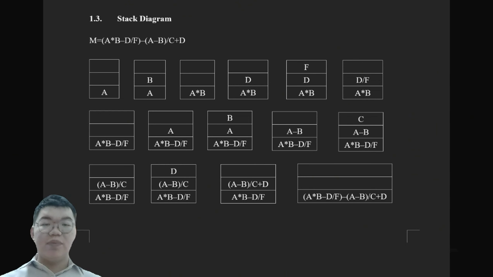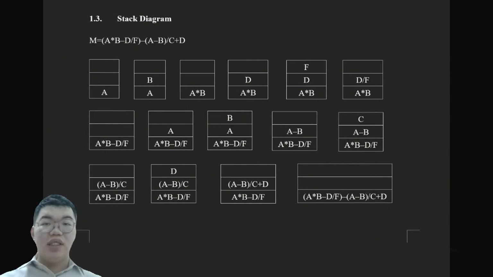Thank you, Weishan, for explaining the conversion from infix notation to postfix notation. I'm Kok Chuan from Group CONAN, and I'll be responsible for showcasing the illustration of the stack diagram. So as you can see here, we have the expression m equals a times b minus d divided by f minus bracket a minus b divided by c plus d. But how do we put them into a stack diagram?